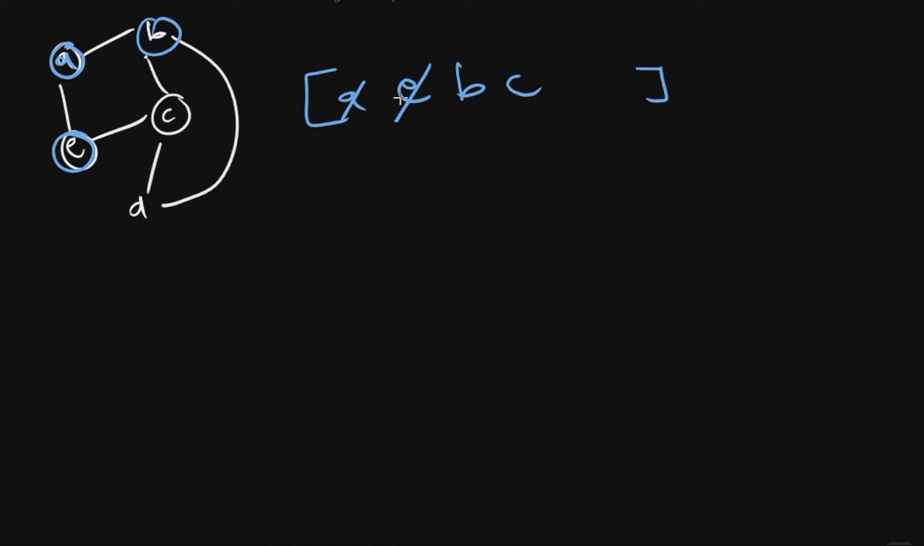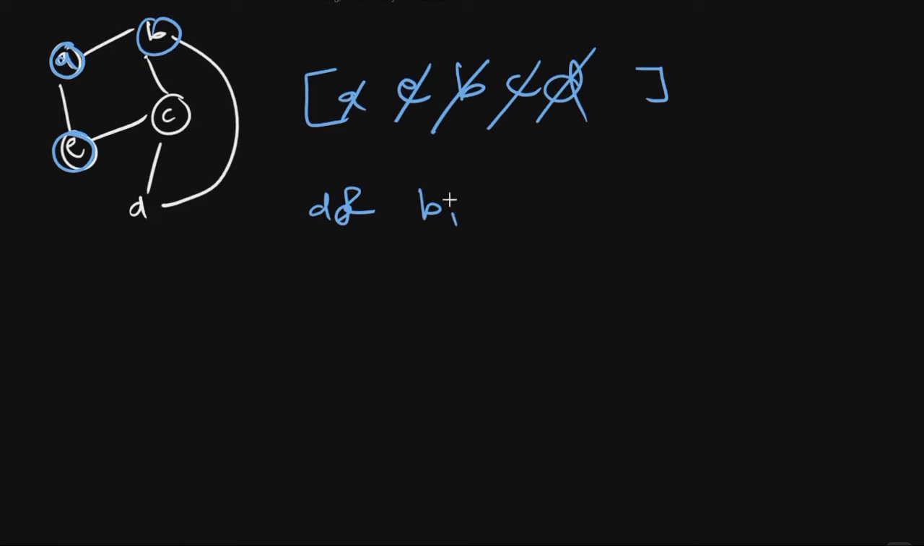Then we will go to B. We will remove B and go to its neighbors, so basically A, C, and D. A and C are already present, so we'll put D. Then we will remove C. C will try to add all of its neighbors, but those are already added. So we go to D. D's neighbors are also already added.